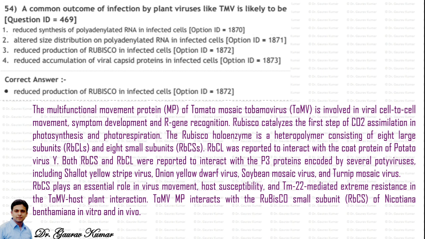We all know that the Rubisco holoenzyme is a heteropolymer consisting of 8 large subunits, RBCL, and 8 small subunits, RBCS. The small subunit is denoted by S, the larger subunit is denoted by L. RBCL was reported to interact with the coat protein of potato virus Y. This is a very important, keystone piece of research from a very reputed lab in Europe.